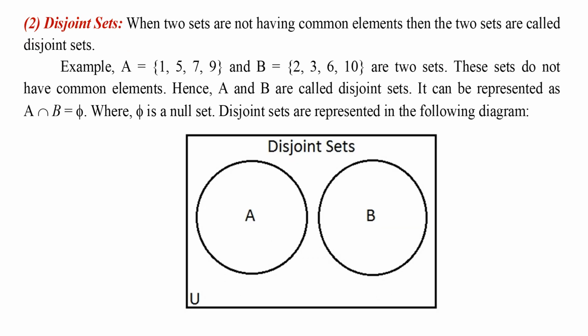Disjoint sets. When two sets do not have common elements, the two sets are called disjoint sets. Example, A equals {1, 5, 7, 9} and B equals {2, 3, 6, 10} are two sets. These sets do not have common elements. Hence, A and B are called disjoint sets. It can be represented as A ∩ B equals φ, where φ is a null set. Disjoint sets are represented in the following diagram.